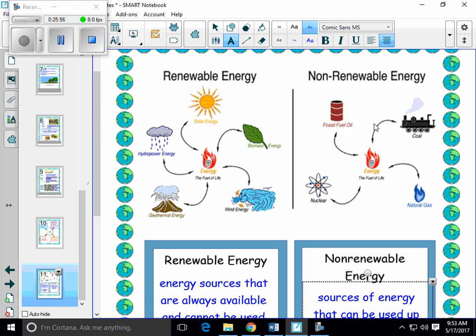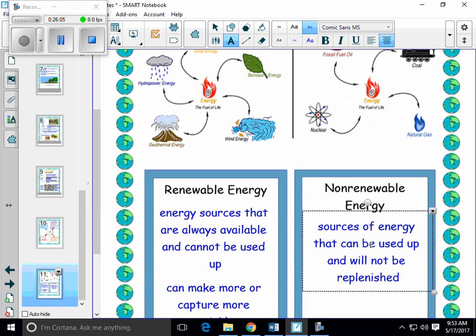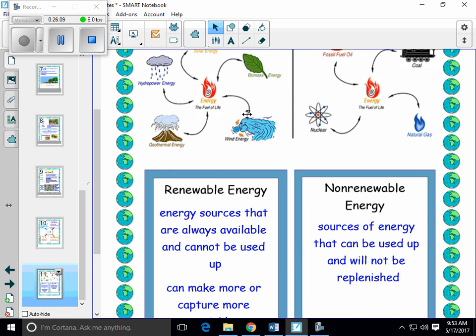And then our non-renewable energy, like coal or natural gas or fossil fuel oil, we will run out of these things. So these are sources of energy that cannot be replenished. Once we use them up, we can't make more in a timely manner, so we are out of them. Non-renewable means we're going to run out of them.